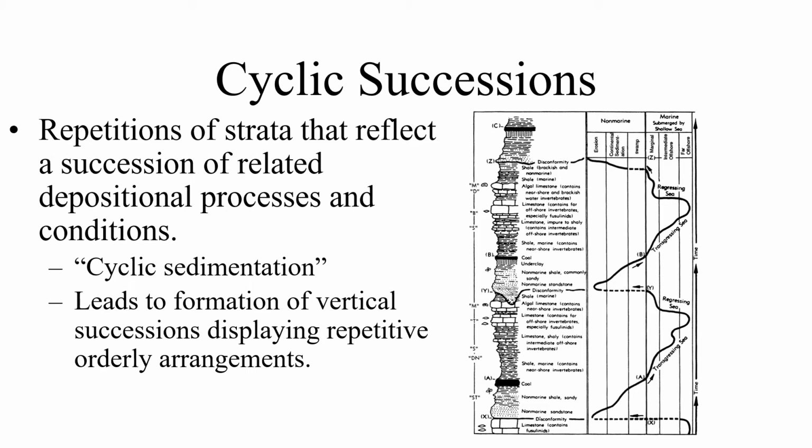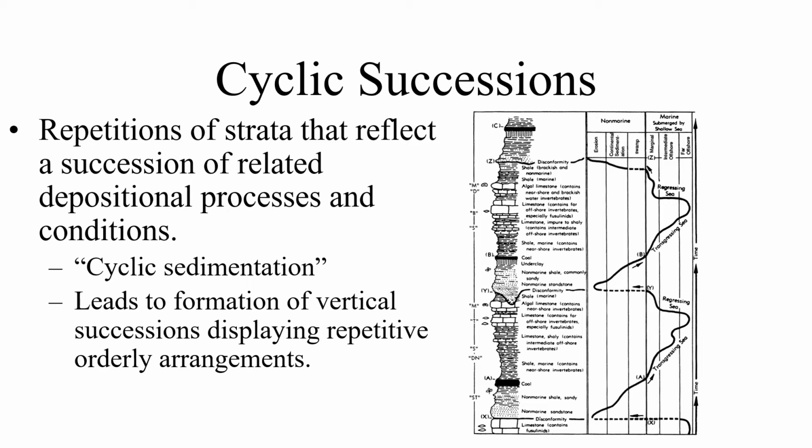And the cyclothems that we looked at in Project 2 and that we see throughout the Pennsylvanian systems are a good example of these. You have a series of different depositional environments that reflect a change, in this case, in sea level and climate. And they repeat. So you have a package of transgressive and regressive sequences, and they keep repeating. So that's what we mean by cyclic successions.